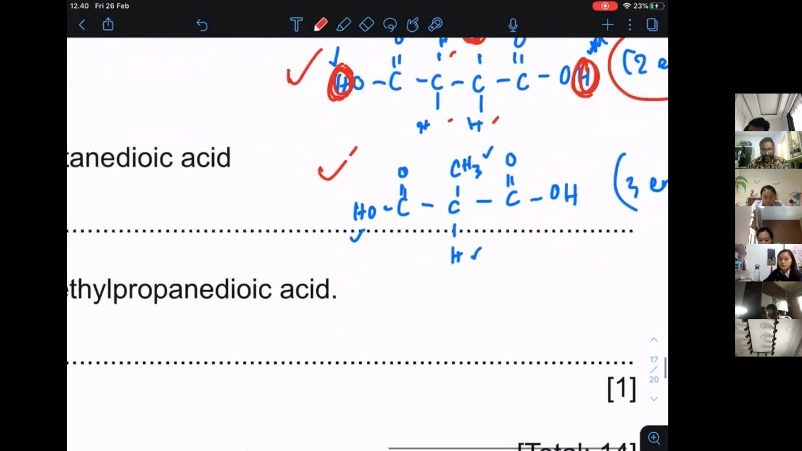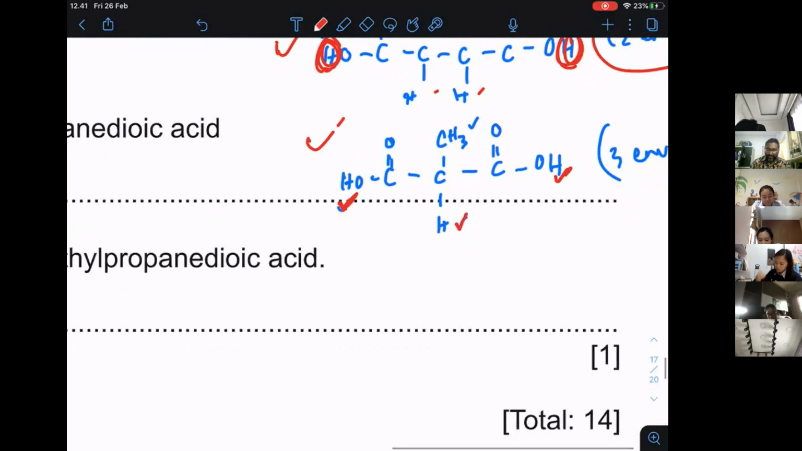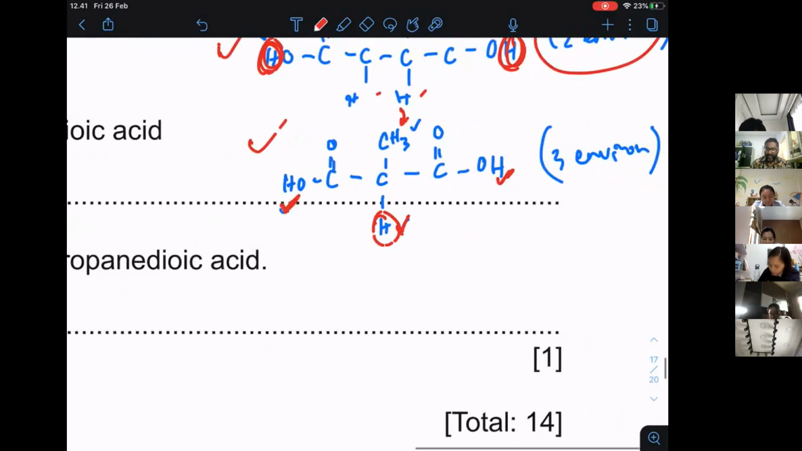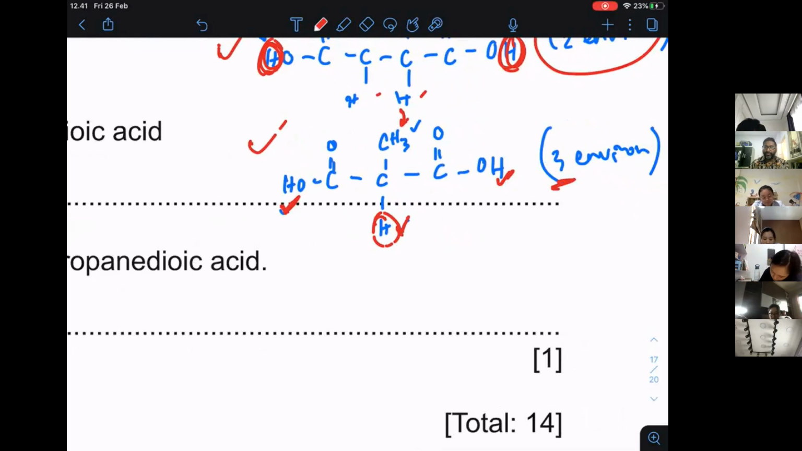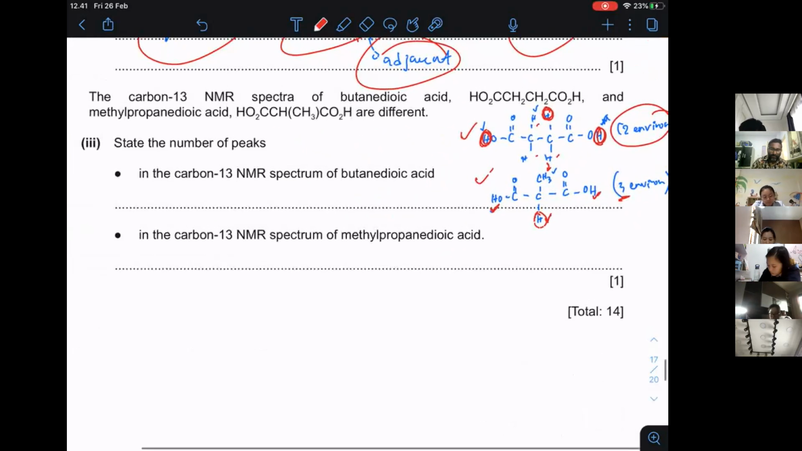When I have this one, this hydrogen environment is the same as this hydrogen environment, and then I see that this hydrogen environment is different, and this hydrogen environment is different. So the total is going to be 3 environments, which leads to 3 peaks. So here, butane dioic acid gives 2 peaks, and this one is going to be 3 peaks.